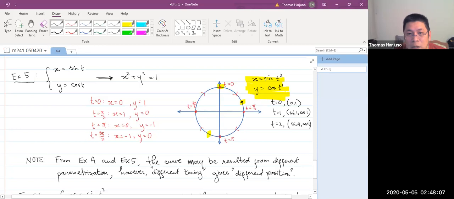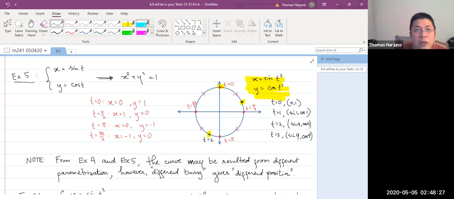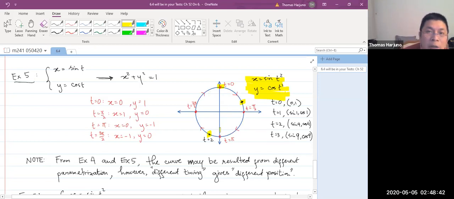Okay, so let's say t equals 2 is here. And when t equals 3, that's sine 9, cosine 9, that's way more than 2 pi. 2 pi is 6 point something, right? So t equals 3 maybe is already somewhere around here. So it goes slow and then a lot faster, because the square function actually increases faster and faster compared to t, okay?